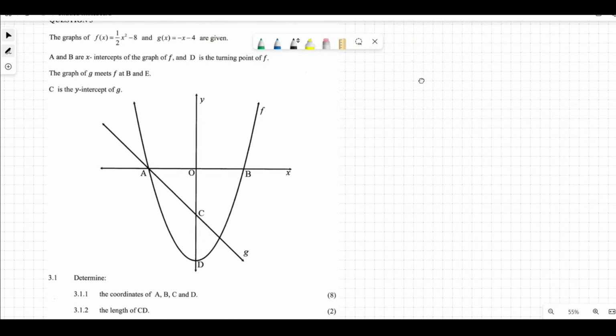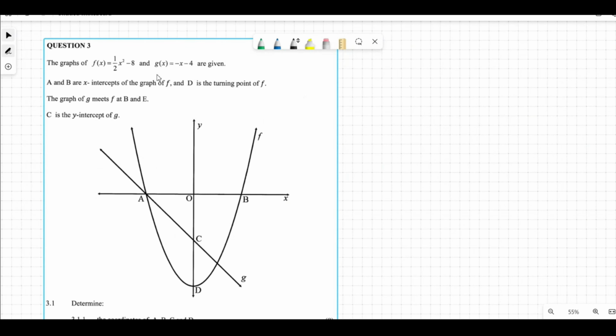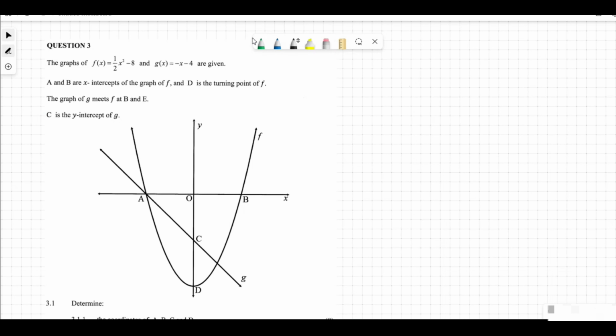Let's start with this question 3, 2021 KZN. If we can check what we are given there, when we start, you don't need to rush. Let's read the graph of f of x. We're given the graph of f of x and the graph of g of x.